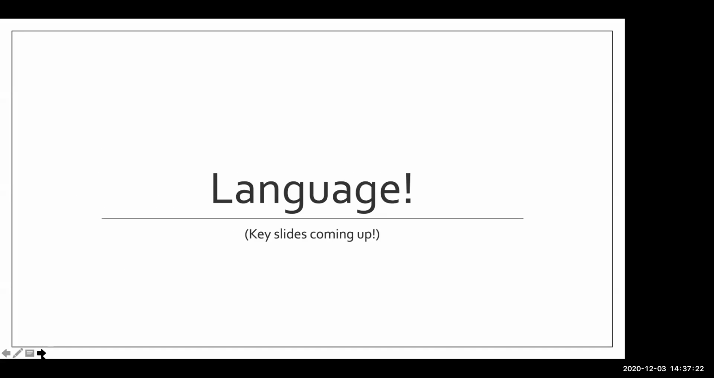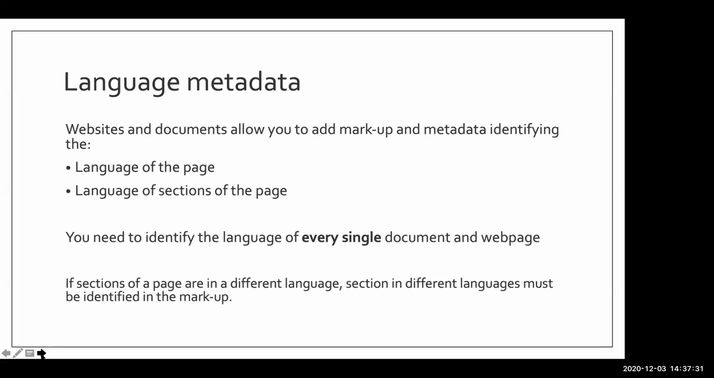Okay, then the next little section is about language. So these are some of the key slides where we talk about the intersection of multilingual content and accessibility. The big topic I want to introduce is language metadata. So websites and digital documents allow you to add markup that explain and identify in what language that website or document is written. So you can add metadata to your web page that says, this page is in English, this page is in Spanish, this page is in Russian.